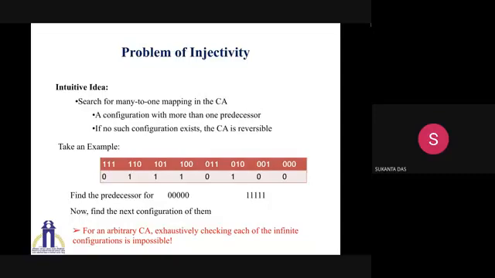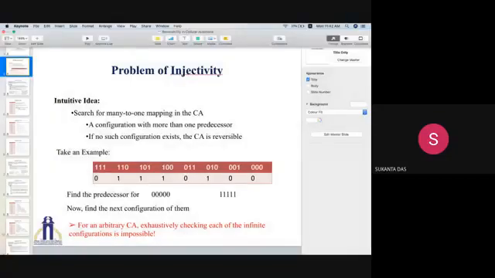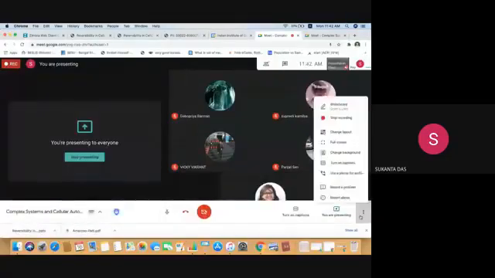So consider two configurations, all 0 and all 1. I've taken two arbitrary configurations, all 0 and all 1. Then try to find out the next configuration. What will we find? See here, the rule is that 0 0 0 is mapped to 0, and 1 1 1 is also mapped to 0. Let me use the board again, so it will be easier.